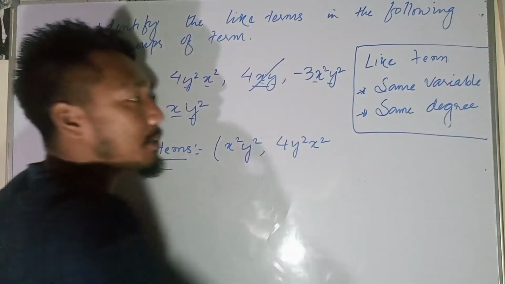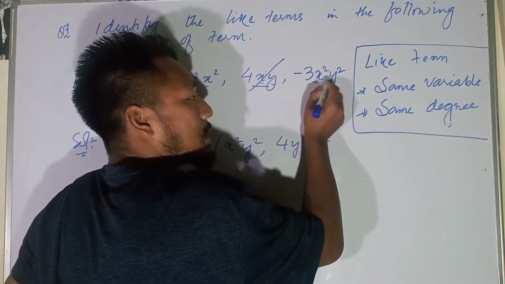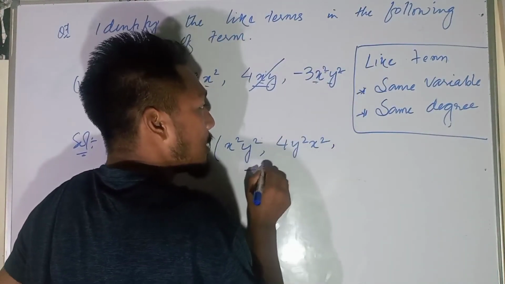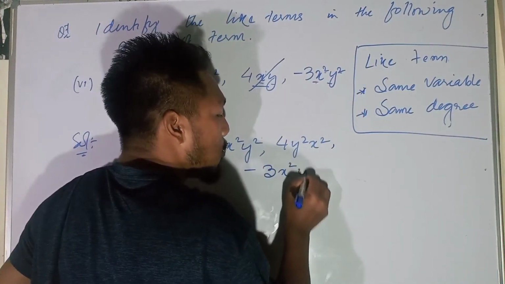Okay, next we'll check this one. Minus 3xy. They are the same. Their powers are also the same. That means another like term is what? Minus 3x square y squared.